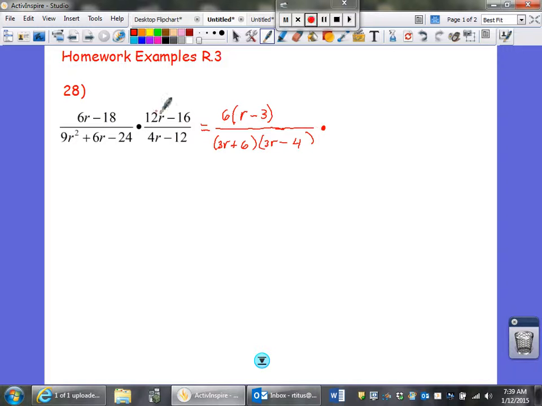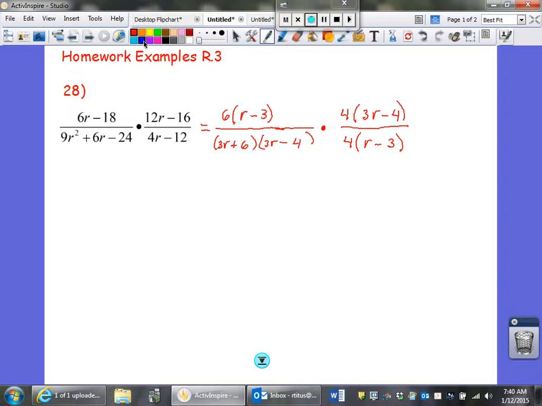Times. Now I'm going to go ahead and factor these two terms, which have a greatest common factor between 12 and 16, which looks to be a 4. So I'm going to factor out the 4, and that leaves us with 3r minus 4. In the denominator, we're going to factor out a 4 again, greatest common factor. So that leaves us with r minus 3.